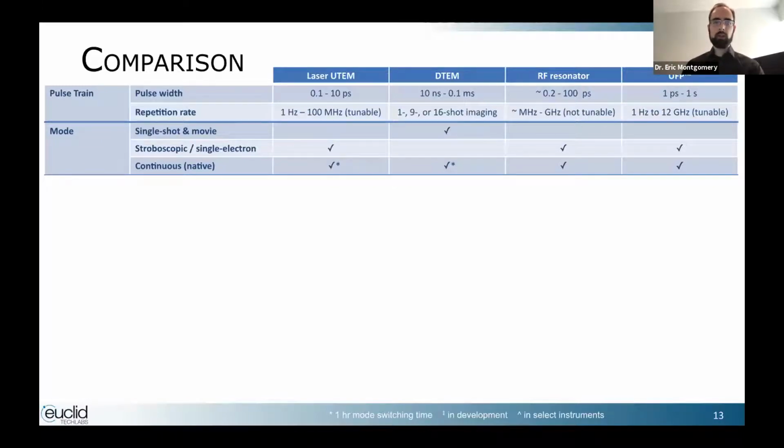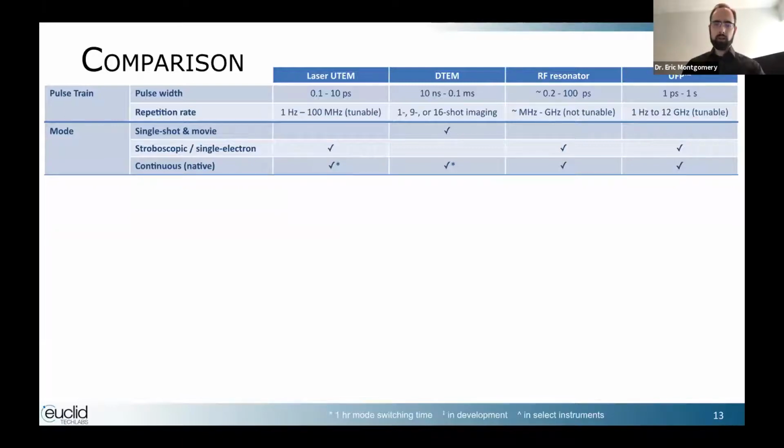For the operation mode, single shot is where the DTEM shines. And movie mode is a beautiful application of that technique. Stroboscopic or single electron regime is achievable with the other three. And then the instrument can be operated in a continuous or native mode by turning off the RF or by turning off the laser and simply running a thermionic beam or a field emission beam.